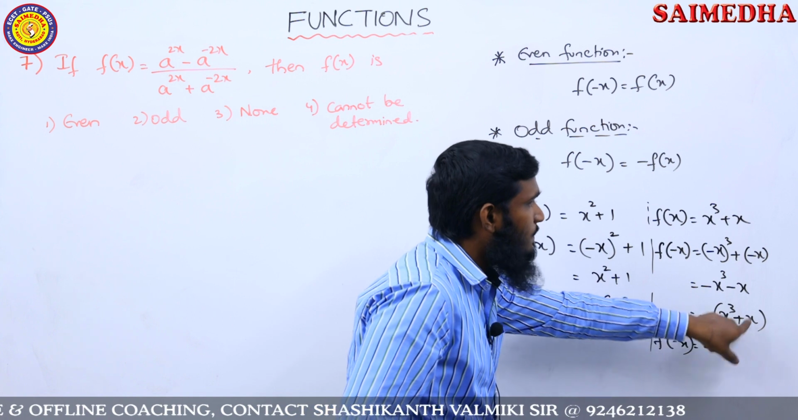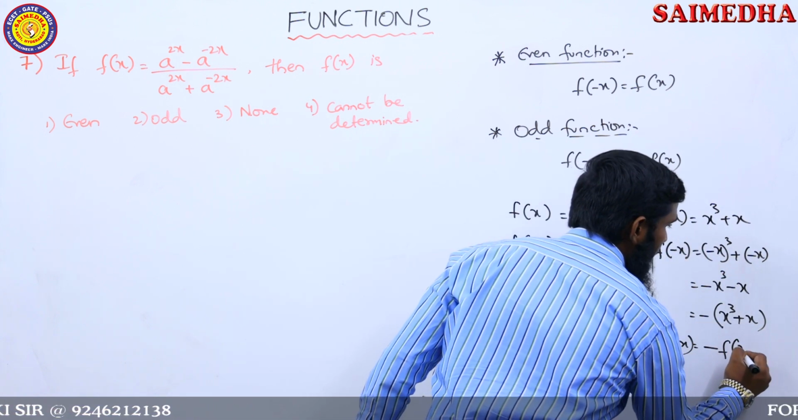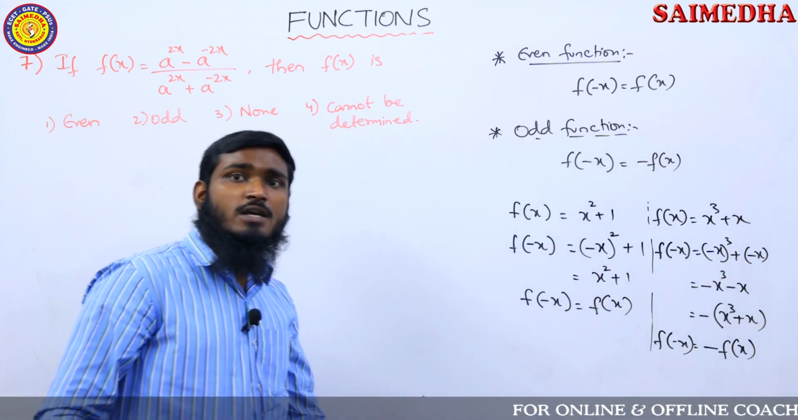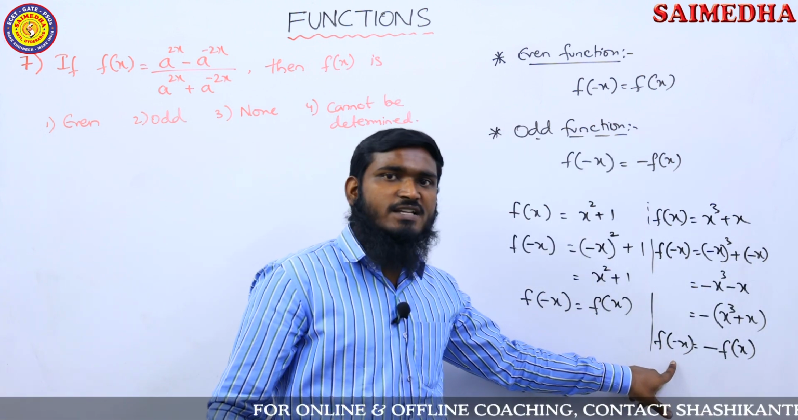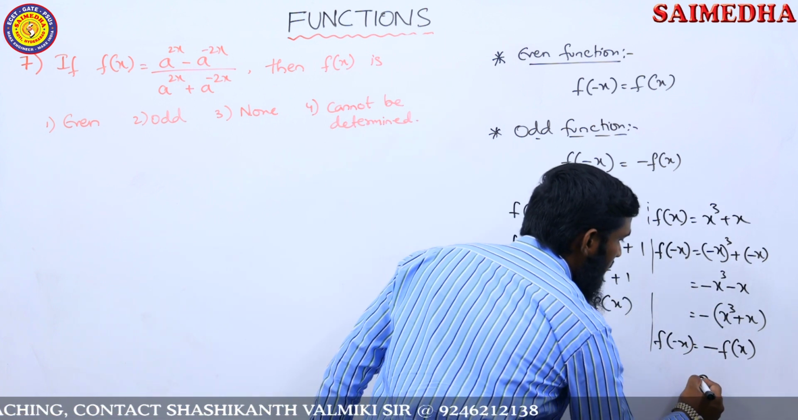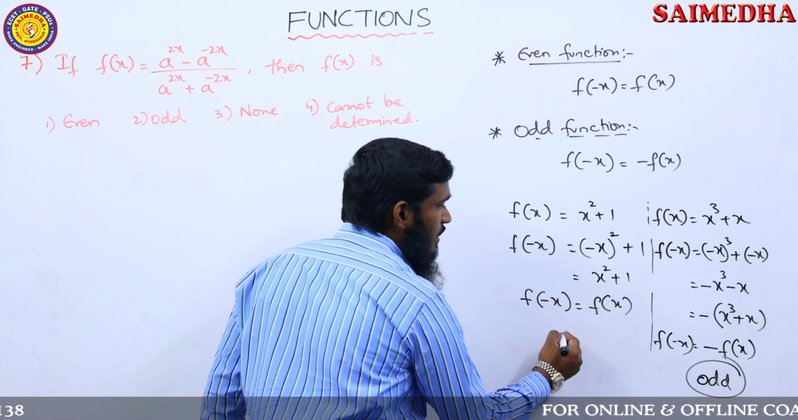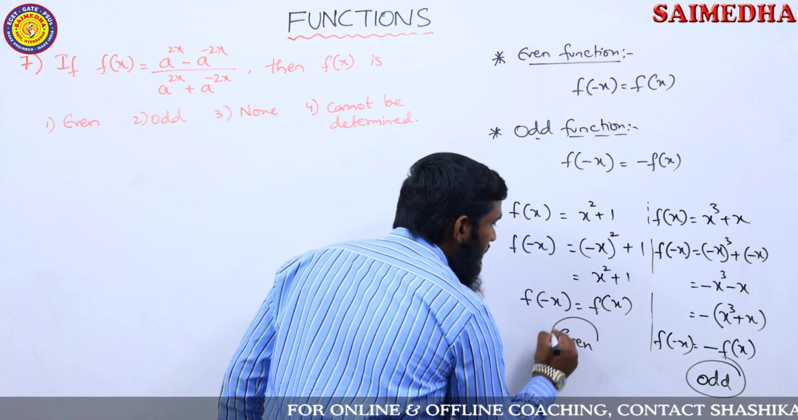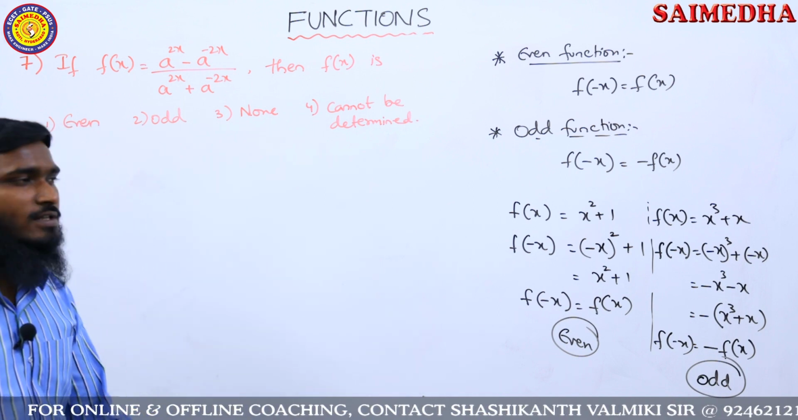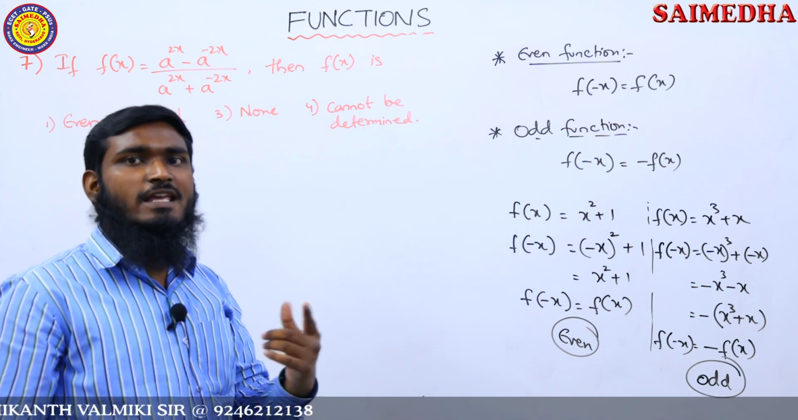Then instead of x cube plus x, what can we write? It is equal to f of x. So we have taken f of x over here. Whenever f of minus x is equal to minus of f of x, we call this an odd function. If f of minus x is equal to f of x, we call it an even function. Understood? So this was a simple example of how to find whether a function is even or odd.